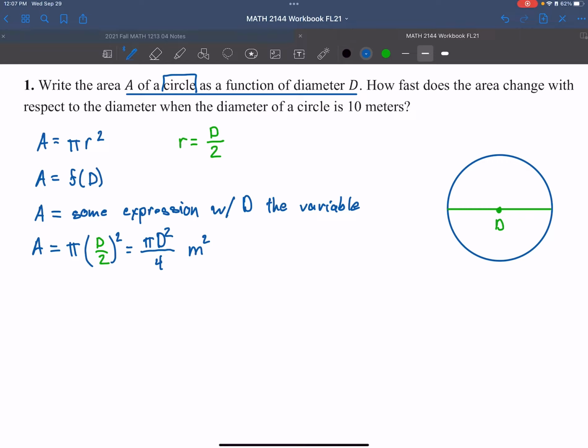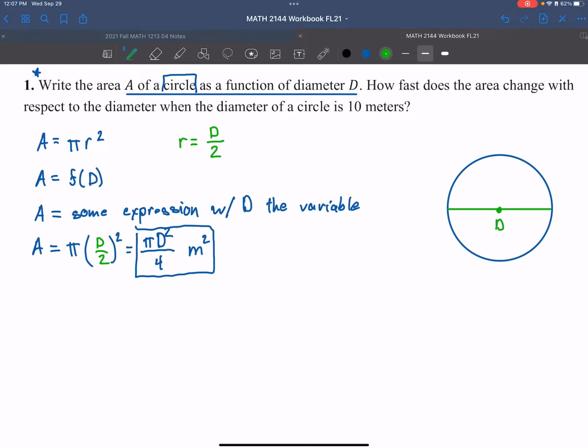So let's go. That first sentence completes the first part. We now have area as a function of the diameter. That is this expression right here, and that's the answer to the first part.